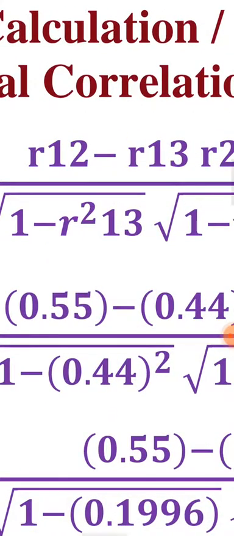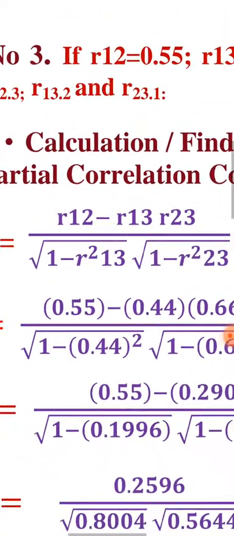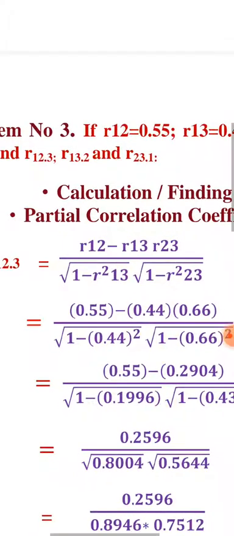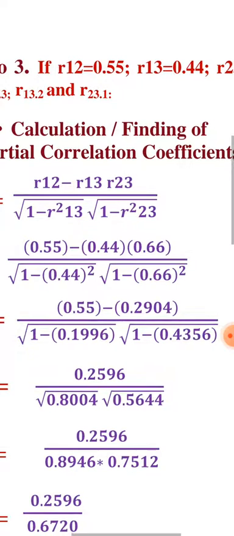Then second step, put the values. The values are R12 is equal to 0.55, R13 is equal to 0.44 and R23 is equal to 0.66. These values we have just taken into account. Then divided by, in the first root 1 minus 0.44 square, and in the other root 1 minus 0.66 square.